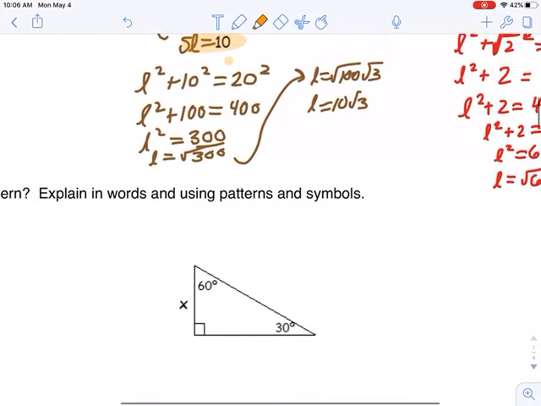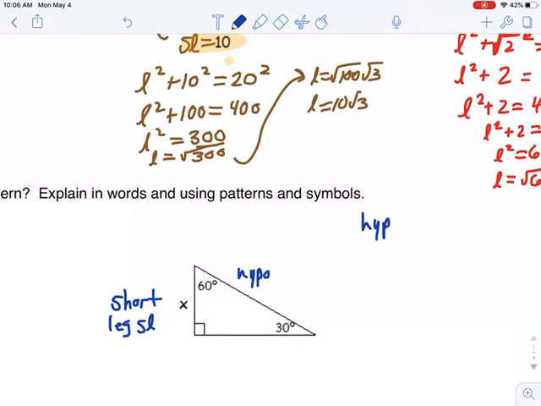All right, so let's explain the words. X is the short leg, and I really like to call that SL. We got the hypotenuse. So in words, the hypotenuse, which I like to call hype or hypo, I'll do hype. Hype equals, actually, let me write it like this, equals 2 times the short leg. It just doubled it. So this would be 2x in terms of x.